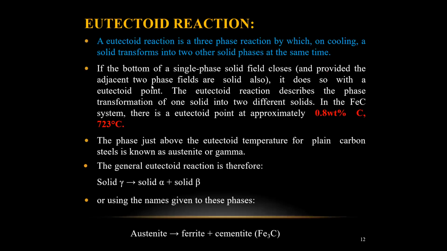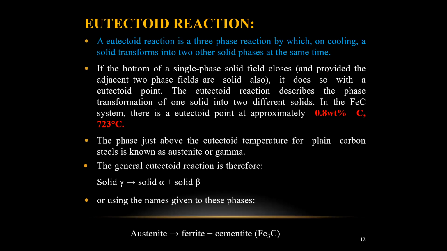And the next reaction is the eutectoid reaction. This is also an invariant reaction, so this reaction also takes place at a constant temperature. Like the previous eutectic reaction, this eutectoid reaction also takes place at constant temperature. You can find this eutectoid reaction in the iron carbide equilibrium diagram.